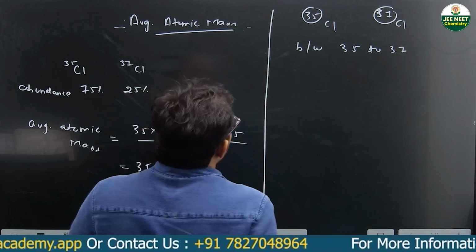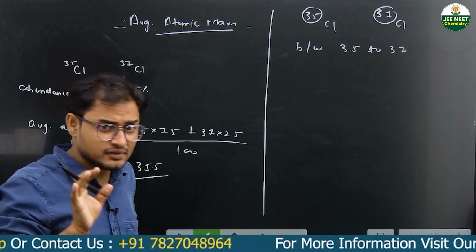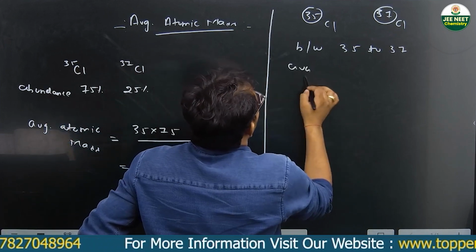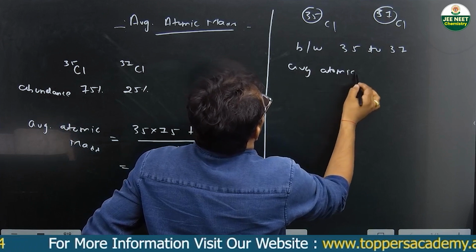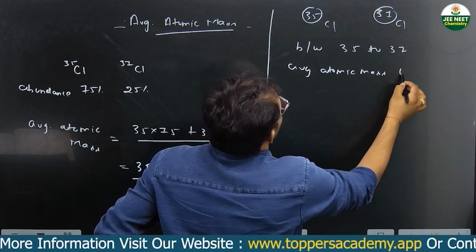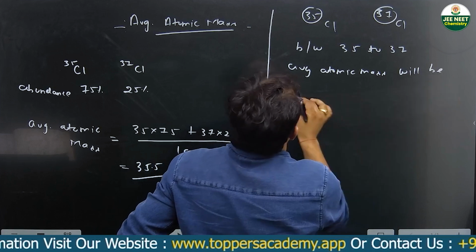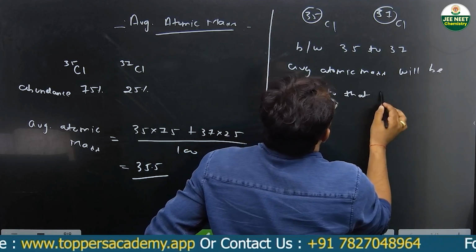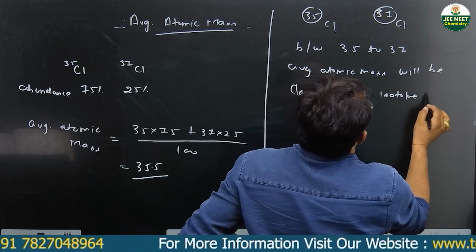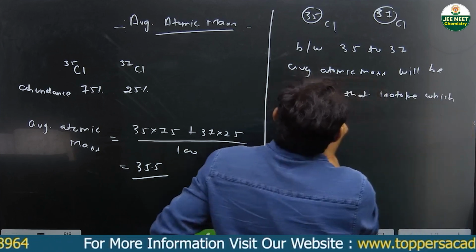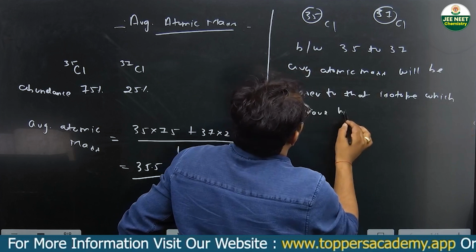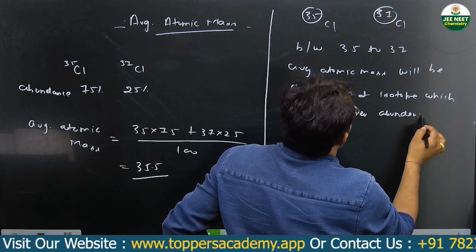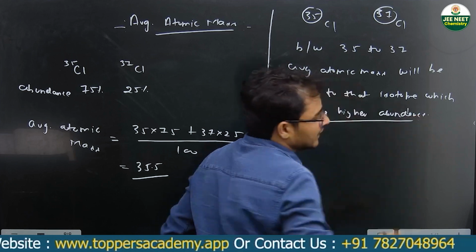And another thing is that the average atomic mass will be closer to that isotope which has higher abundance. That will be the answer.